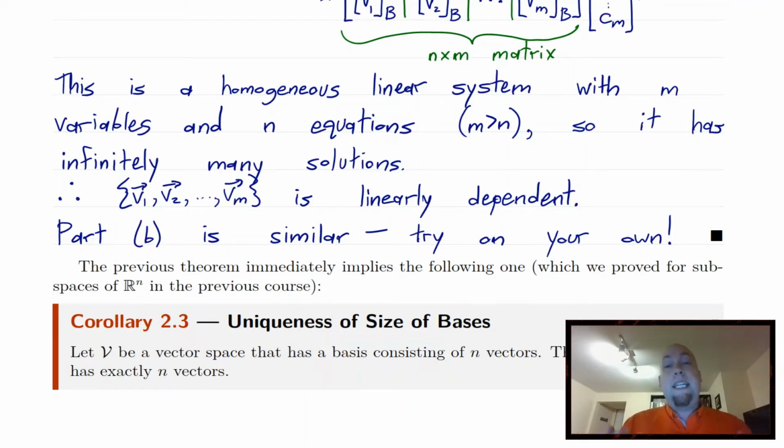Right? And that's the really nice thing about coordinate vectors. It lets us turn a calculation in an abstract vector space, which is maybe hard to work with, into just matrices and lists of numbers, which we're more comfortable with, which we learned how to work with in the previous course.